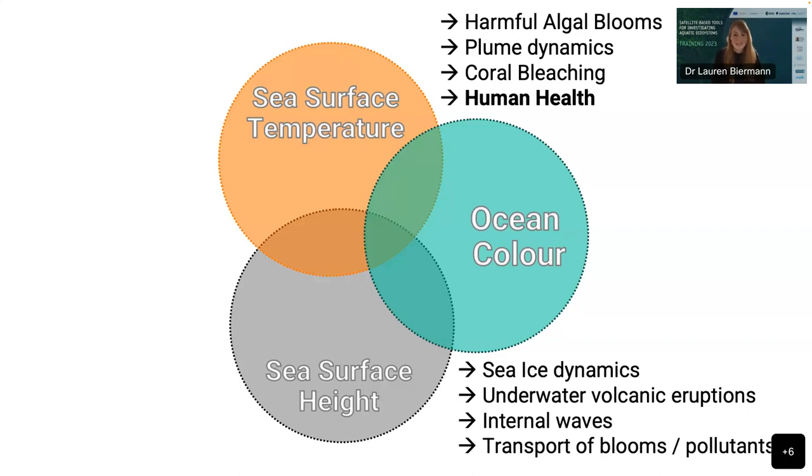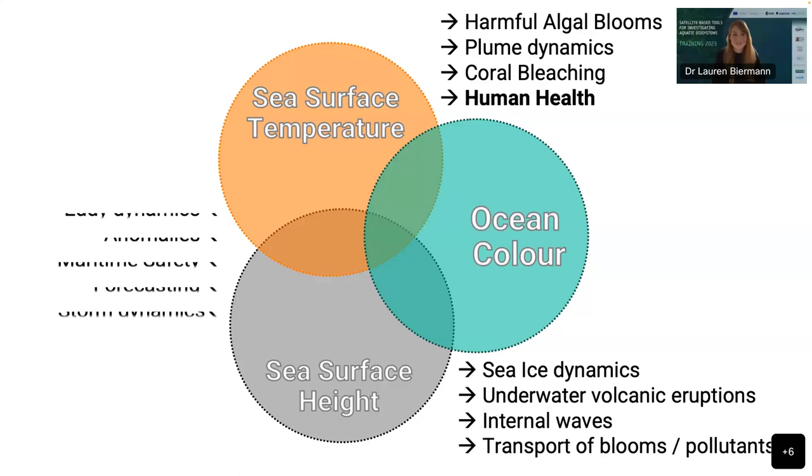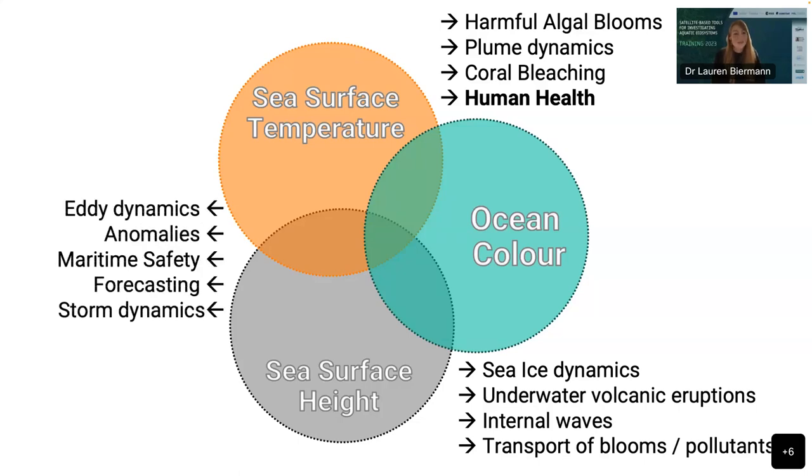At the intersect of sea surface height and sea surface temperature, we're able to look at eddies, anomalies. We're able to start to contribute to forecasting and maritime safety and observe storm dynamics as well.